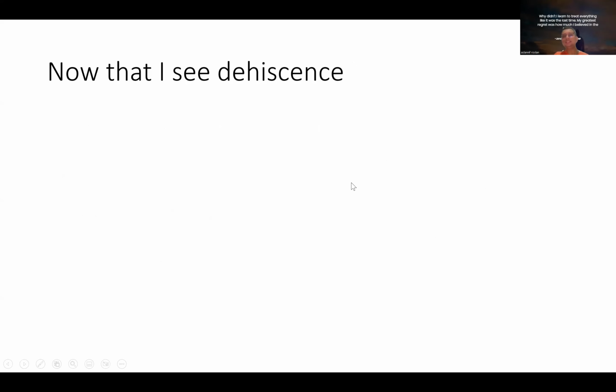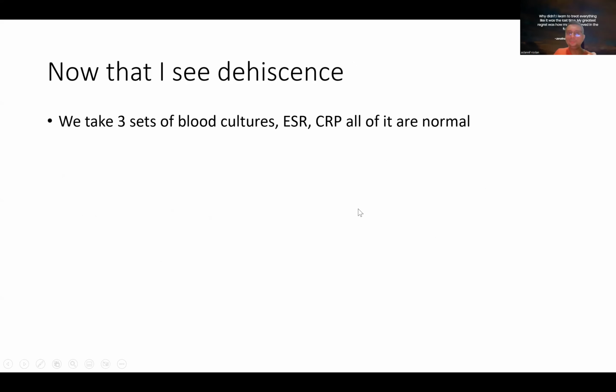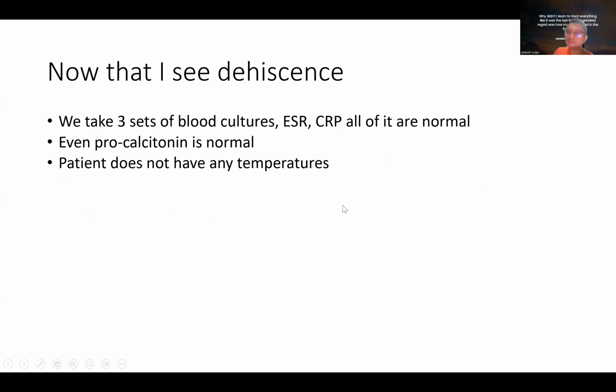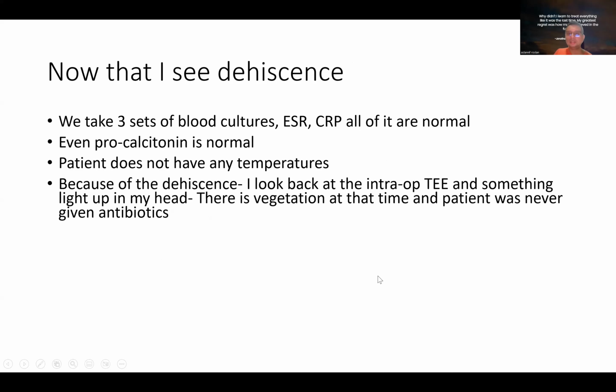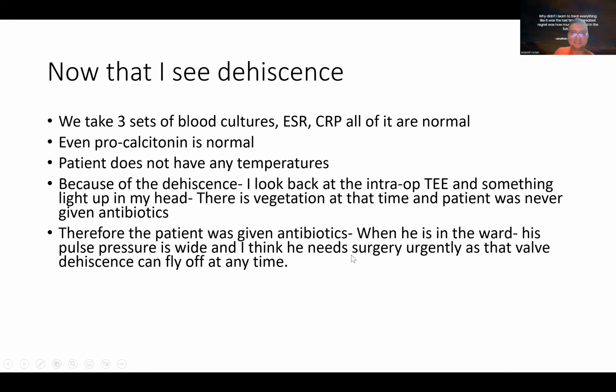So now that I see the dehiscence, we took 3 sets of blood culture, ESR, CRP, and amazingly, all of these are normal. Even procalcitonin is normal. The patient does not have any temperature. But because of the dehiscence, I looked back at the intra-op TEE that I showed you just now. Then I said, okay, there was vegetation at the time, and the patient was never given antibiotics. Even though all my bloods are negative, I'm pretty sure we are dealing with infective endocarditis.